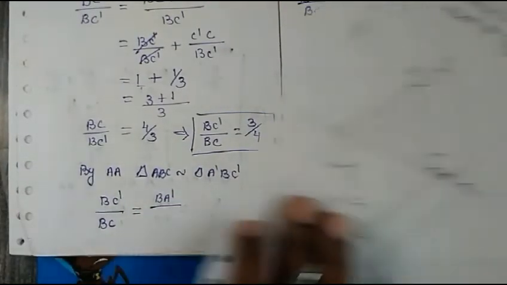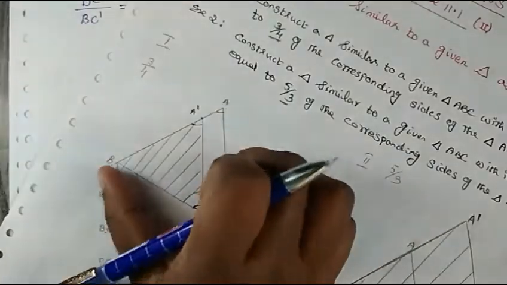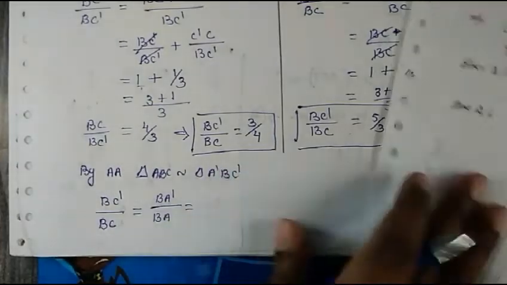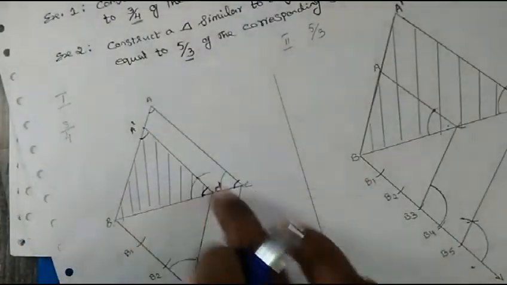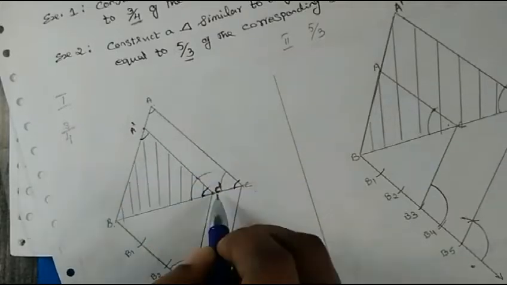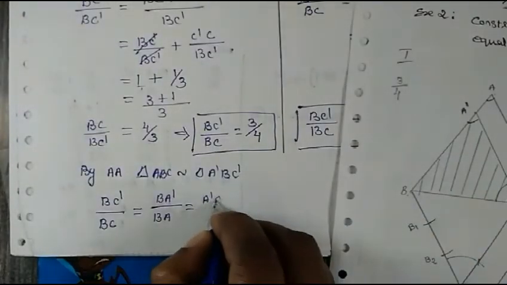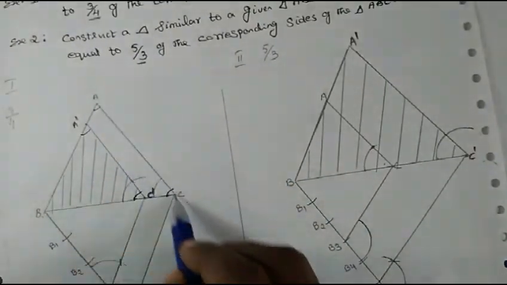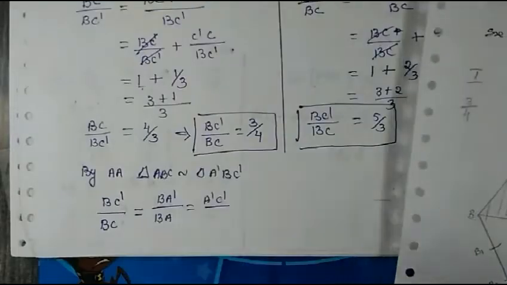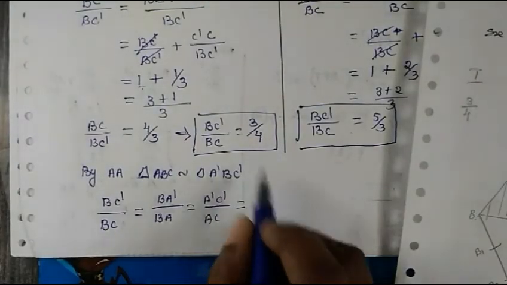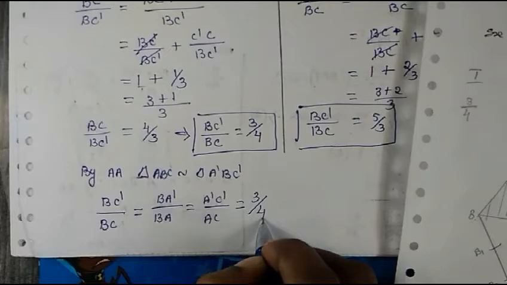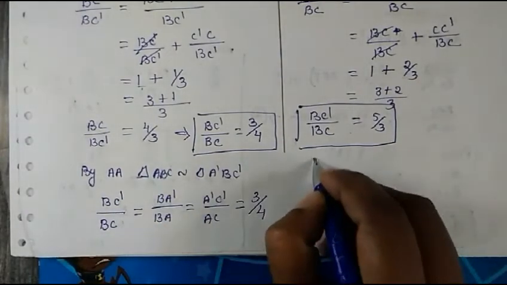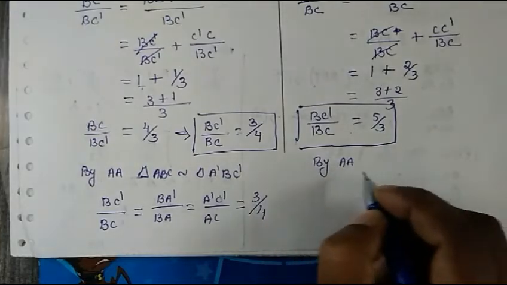BA dash upon, now the bigger triangle BA, is equal to, now this side of the small triangle is A dash C dash upon the bigger triangle side AC. AC will be equal to 3 upon 4. Okay, by angle criteria. So same way you can write here also by angle criteria.